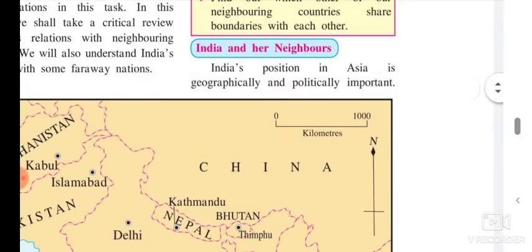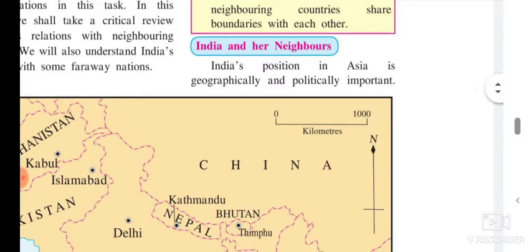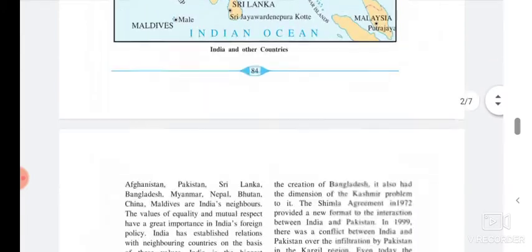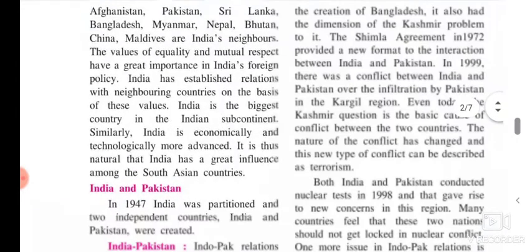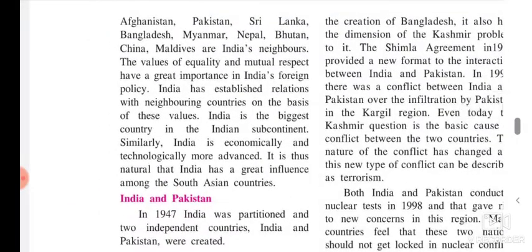First topic, India and their neighbors. India's position in Asia is geographically and politically important. Afghanistan, Pakistan, Sri Lanka, Bangladesh, Myanmar, Nepal, Bhutan, China, Maldives are India's neighbors. The values of equality and mutual respect have a great importance in India's foreign policy. India has established relations with neighboring countries on the basis of these values.